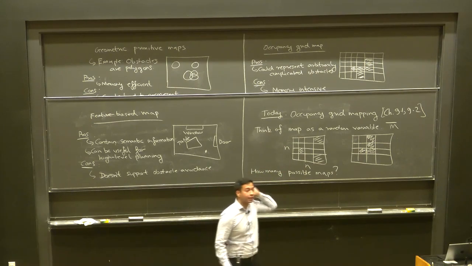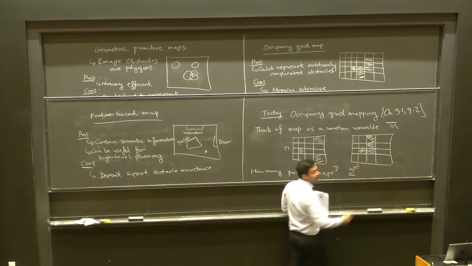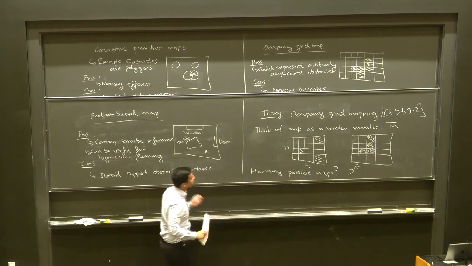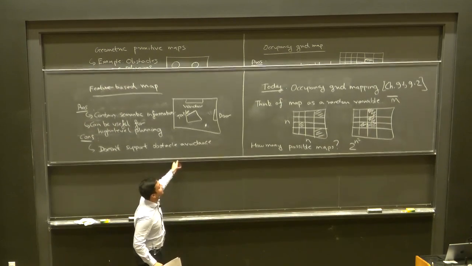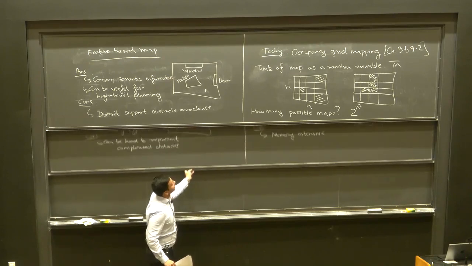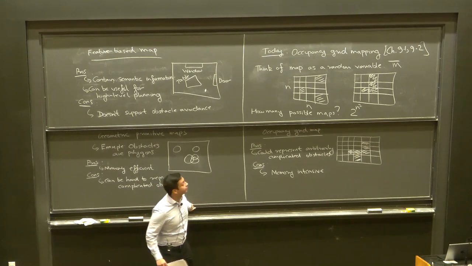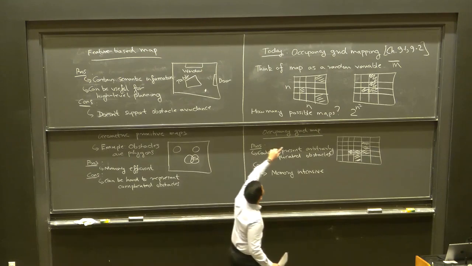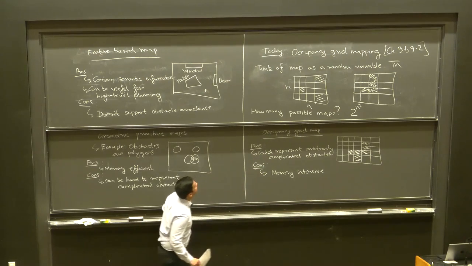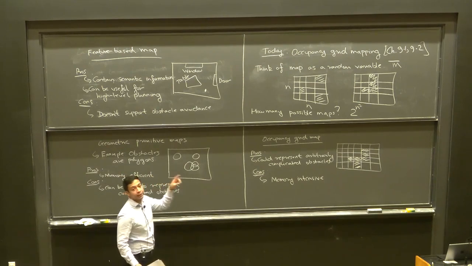2 to the n squared. Yeah, so 2 to the n squared, which is a lot of maps, right? If n is anything even kind of remotely reasonable. And n squared, because we're working in 2D, so we have n squared cells associated with the map. In 3D, it's really n cubed.